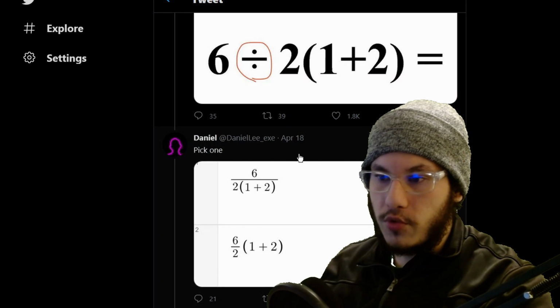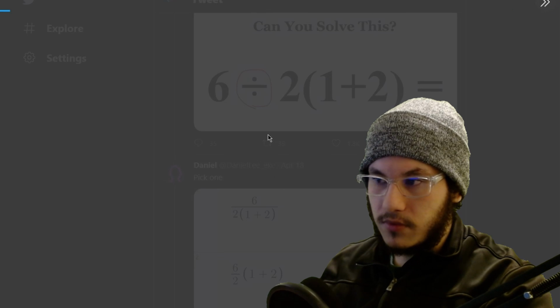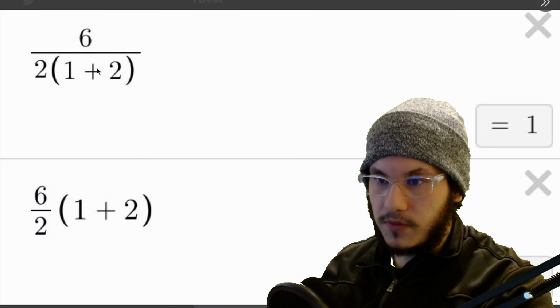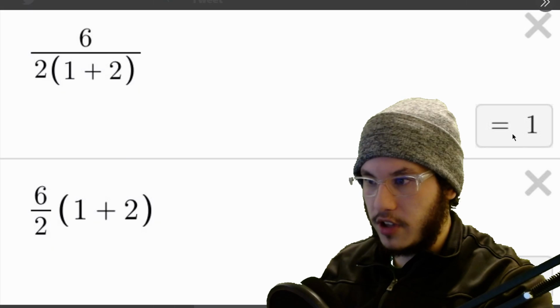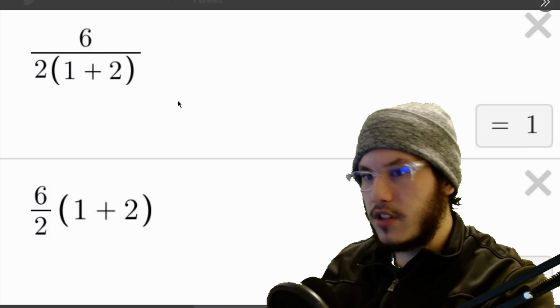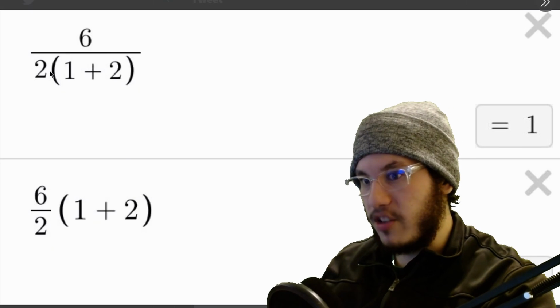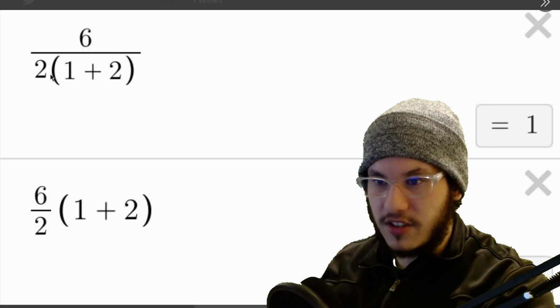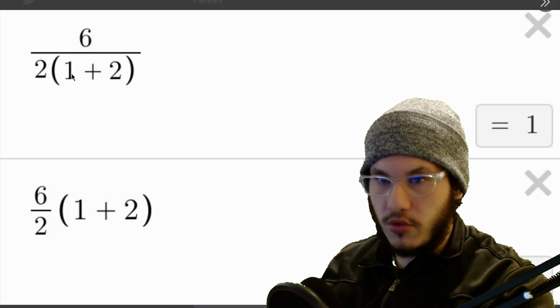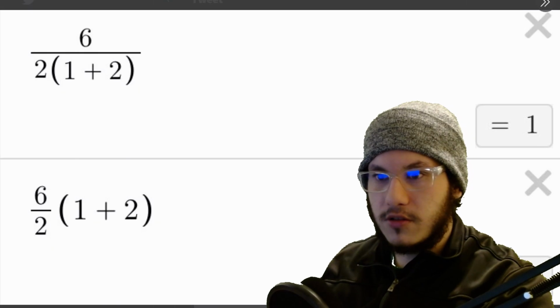If you interpret the problem like this, then that's understandable to get one, because it is ambiguous. But if the reason you're saying this is because you think multiplication goes first, or because you think this is like a parentheses step, then you're wrong, like just completely.